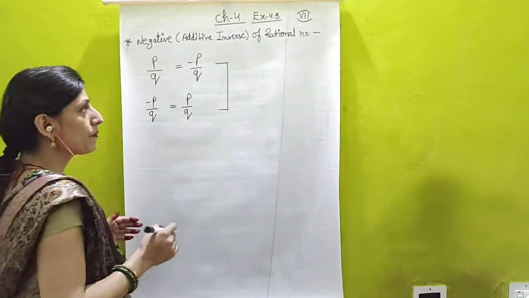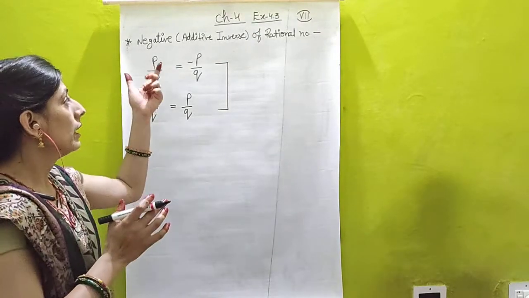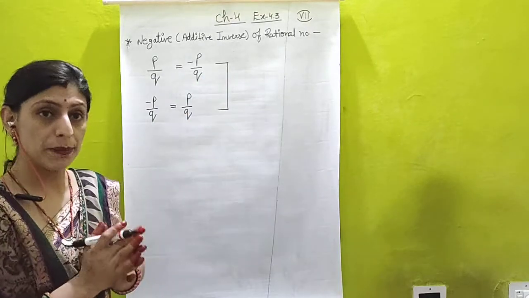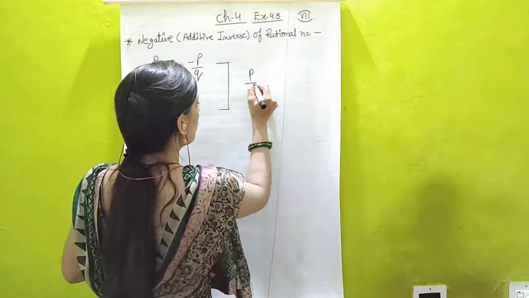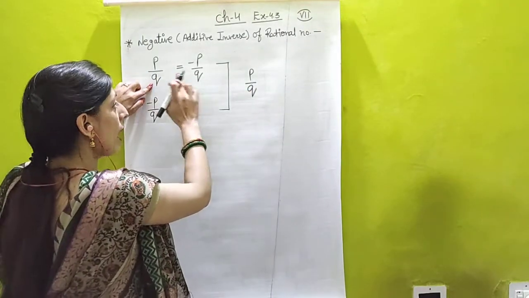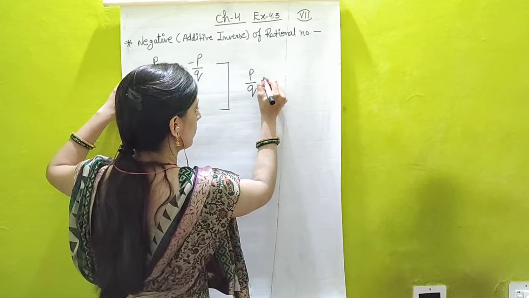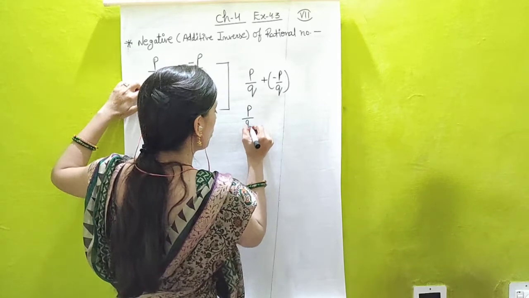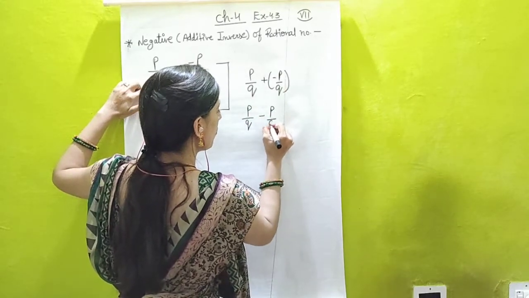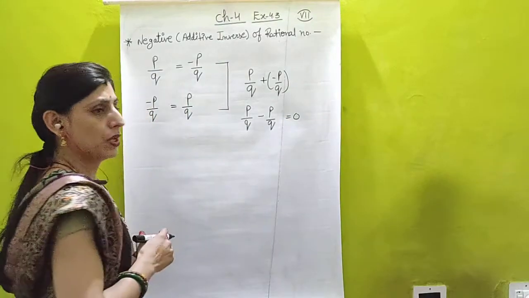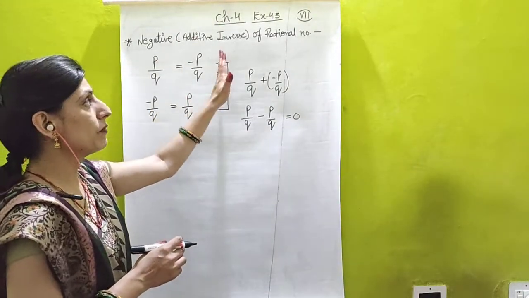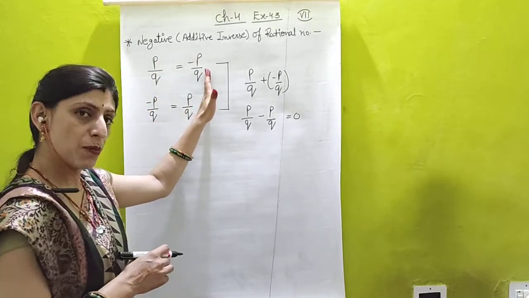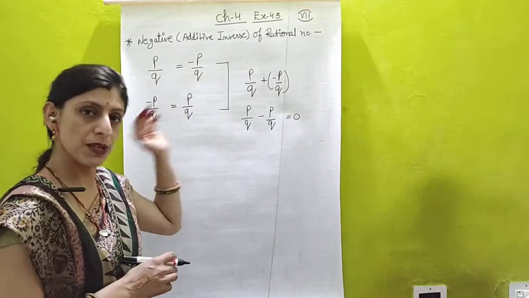Conclusion: we can say the sum of the additive inverse of a rational number and the rational number will be 0. Like p upon q and its negative, minus p upon q, when you add them, p upon q plus minus p upon q will be 0. So students, if p upon q is given, the additive inverse is minus p upon q. If minus p upon q is given, it is p upon q.